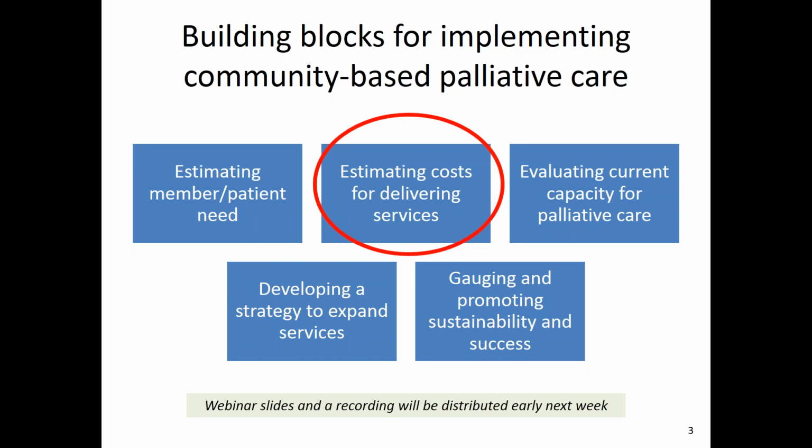The third topic will be evaluating current capacity for delivering palliative care. What do you have in place in your systems and in your regions, what types of services are there that can be used to deliver SB 1004 palliative care? The fourth topic is developing a strategy to expand services. If there's a gap between what you're currently able to deliver and the estimated number of folks likely to need palliative care services, what can you do to bridge that gap? And topic 5, finally, is gauging and promoting sustainability and success. That will address things like metrics and how to go from a pilot program to a sustained service, issues related to keeping the good work going.